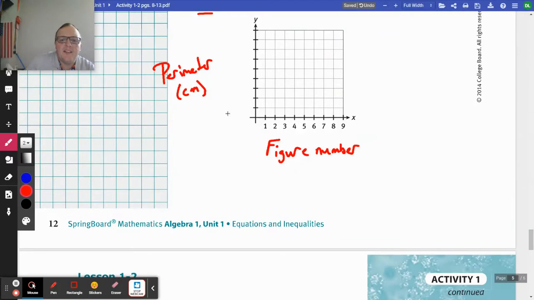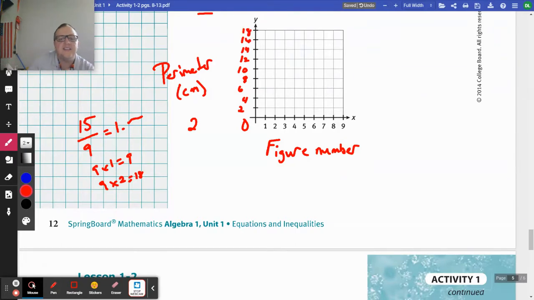Now I need to label my axes, right? My biggest number is 15, and I have to go 9 spaces. 15 divided by 9 is 1 point something, so I need to go by a scale of 2. Because 9 times 1 is 9, and 9 times 2 is 18, and 18 will cover 15. So I need to go by a scale of 2: 2, 4, 6, 8, 10, 12, 14, 16, 18.